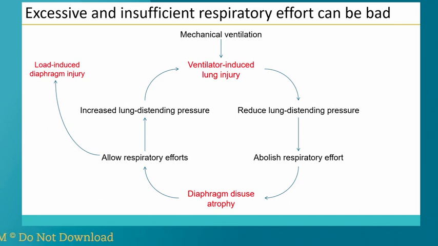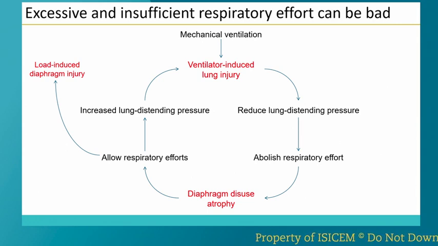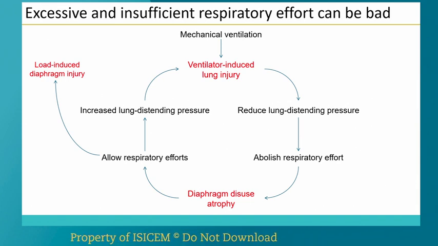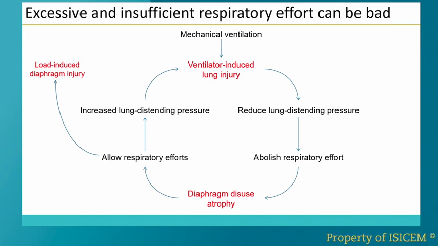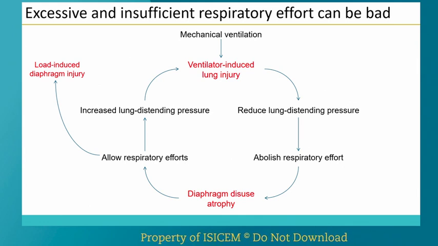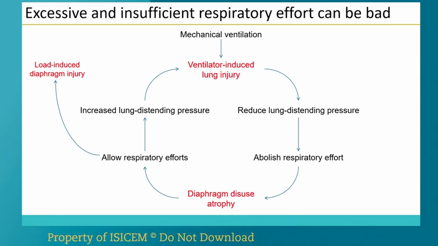In order to do this, it is often necessary to also abolish respiratory efforts, because patients receiving low tidal volume and low plateau pressure ventilation often present significant asynchronies or potentially excessive respiratory efforts that make this reduction in lung distending pressure difficult to attain. We tend to abolish respiratory effort with deep sedation and eventually paralysis. This might lead to competing side effects such as diaphragm disuse atrophy, which has also been shown, albeit not in RCTs, to negatively affect patient-centered outcomes. So by abolishing respiratory efforts to minimize ventilator-induced lung injury, we might be incurring diaphragm disuse atrophy and worsening patient outcomes.